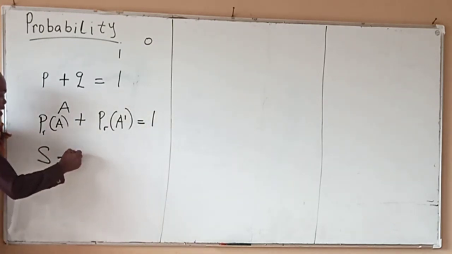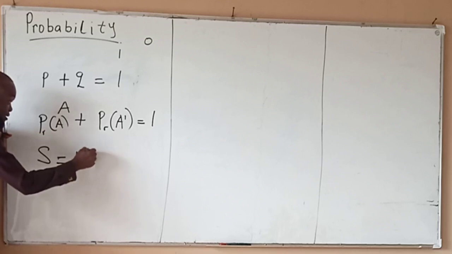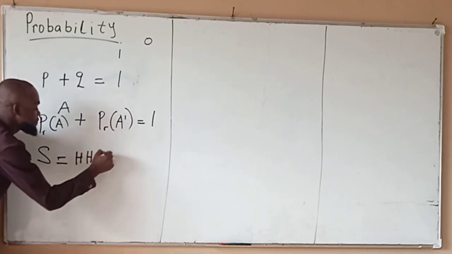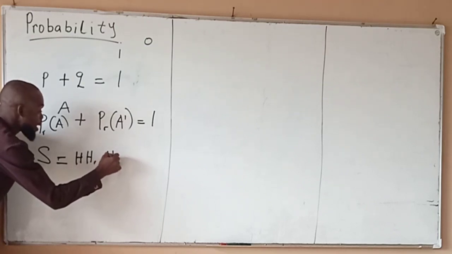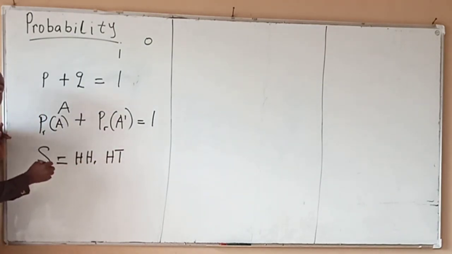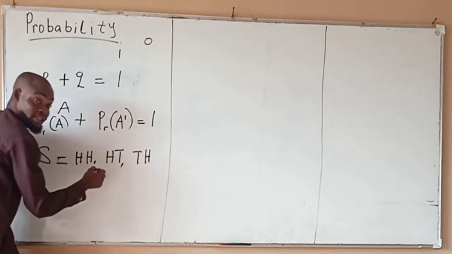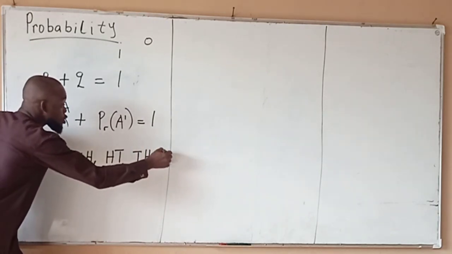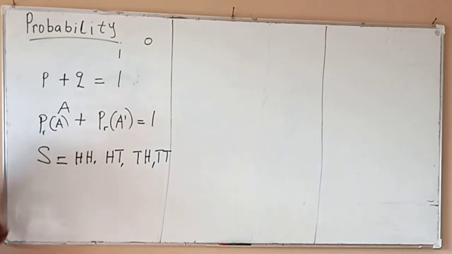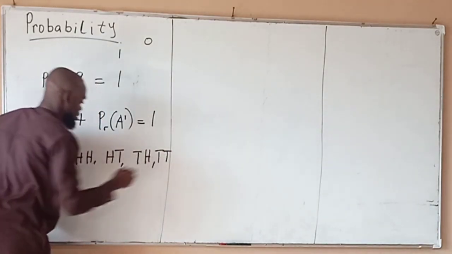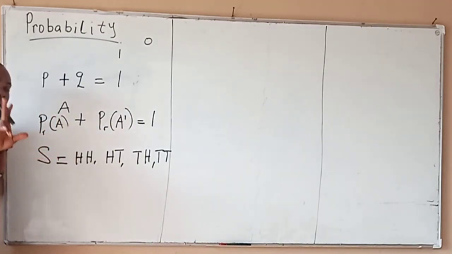Both of them will show head and head. Or the first one will show head, while the other one will show tail. Or the first one will show tail, while the other one will show head. Or both of them will show tail. And listen to this: we cannot have head, and tail, when we throw a two-sided coin twice, or throw two coins.